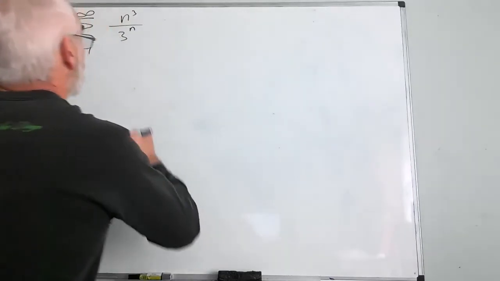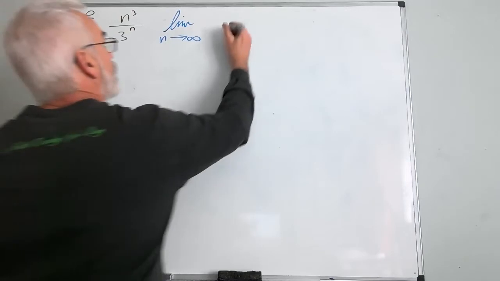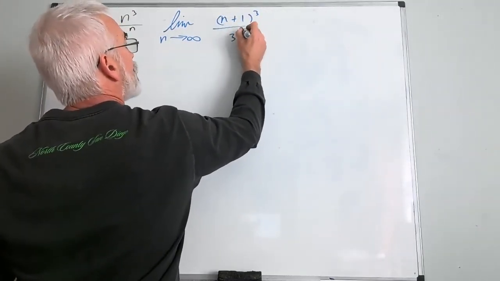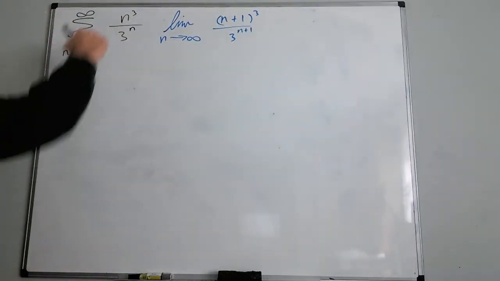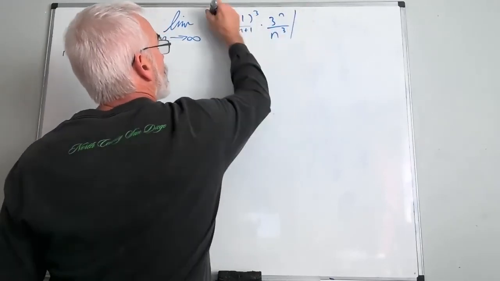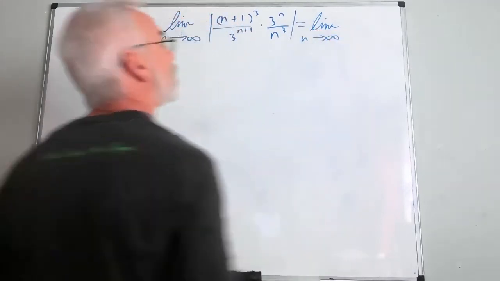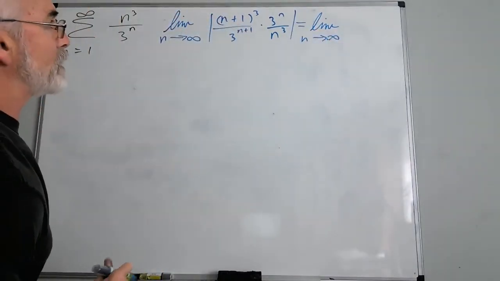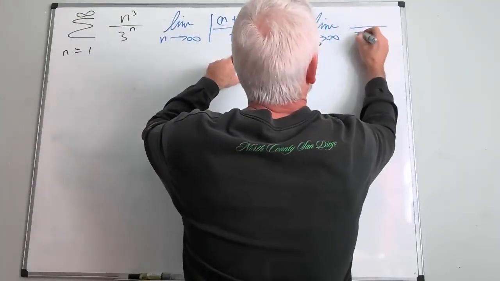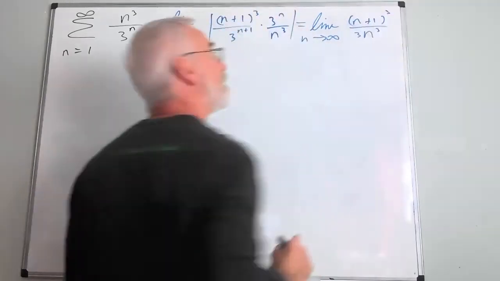So if I use the ratio test, my first step is take the limit as n goes to infinity of n plus 1 cubed over 3 to the n plus 1. That's the n plus first term over the nth term. So I'm going to go times 3 to the n over n cubed. Well, I get a lot of canceling with the 3's. And so my denominator is going to be 3n cubed. My numerator is going to be n plus 1 cubed.